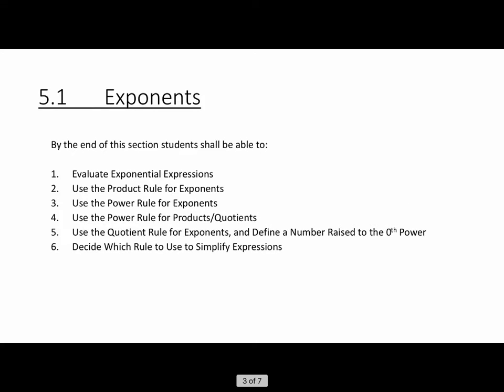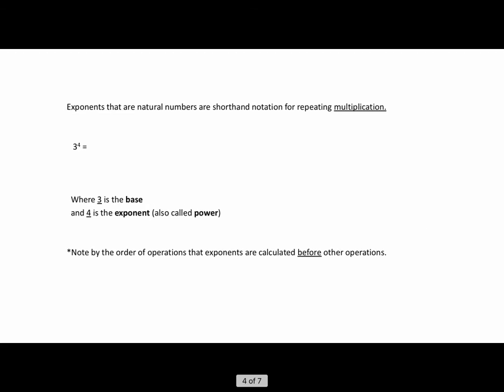In 5.1, our first section here is on exponents. By the end of this section, we should be able to evaluate exponential expressions, use the product rule for exponents, use the power rule for exponents, use the power rule for a product or quotient, use the quotient rule for exponents, and define a number raised to the 0th power, which is my favorite. Finally, decide which of these rules we need to simplify expressions.